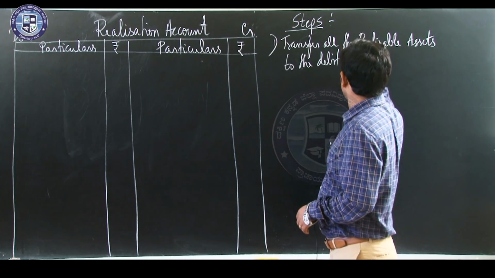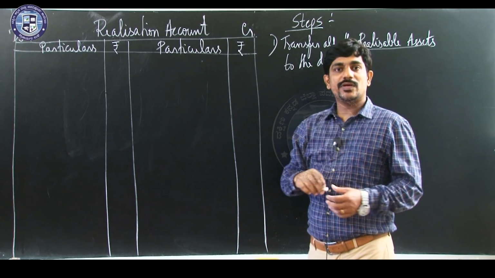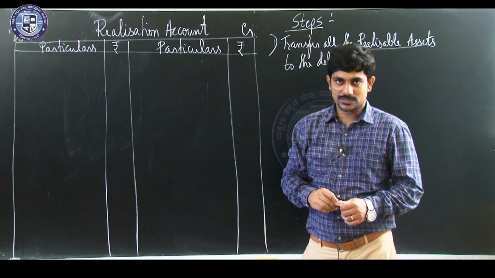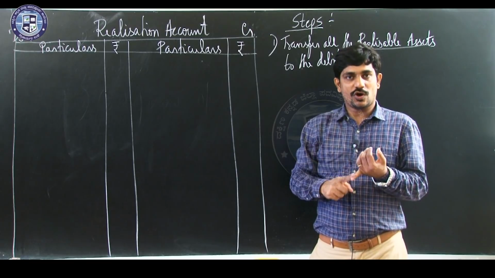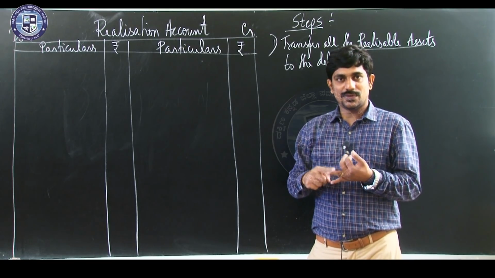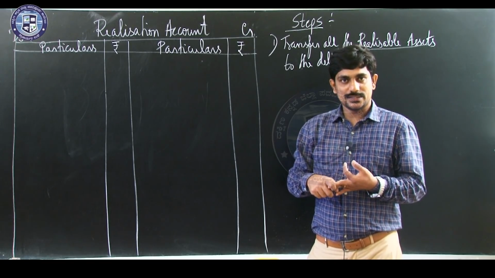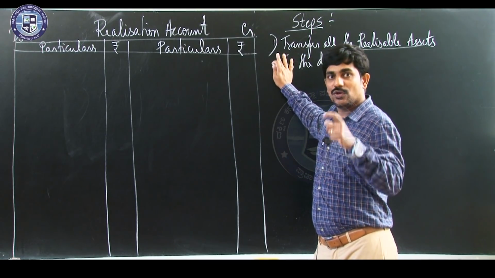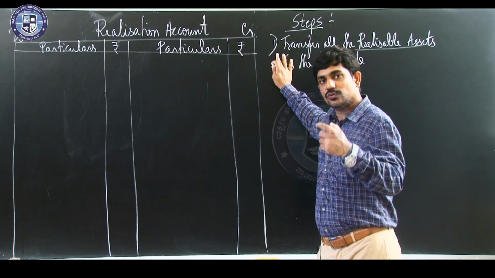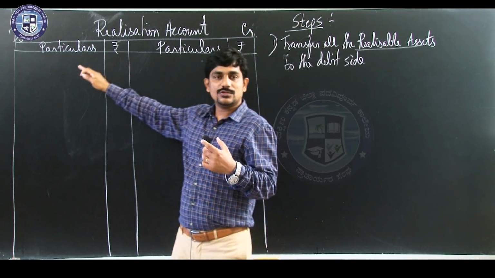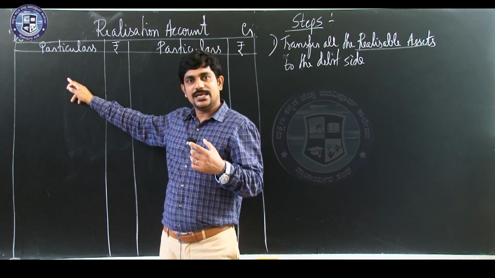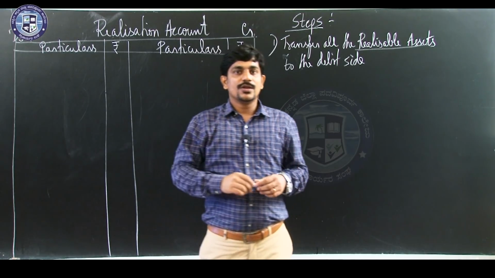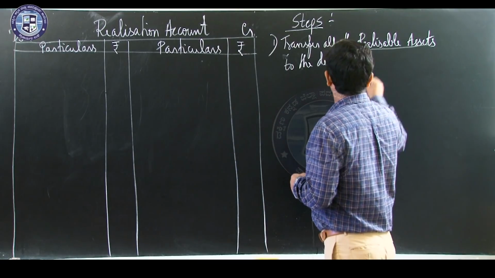Now, what do you mean by realizable assets? Realizable assets are those assets which can be converted into cash. For example, stock, bills receivable, debtors, etc. These can be converted into cash. So, only those assets which you can convert into cash, you have to transfer to the debit side of the realization account.